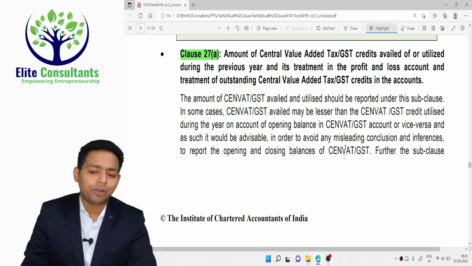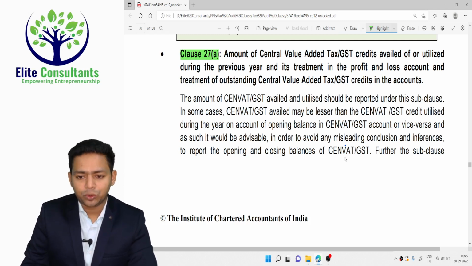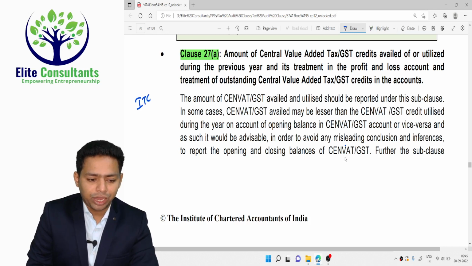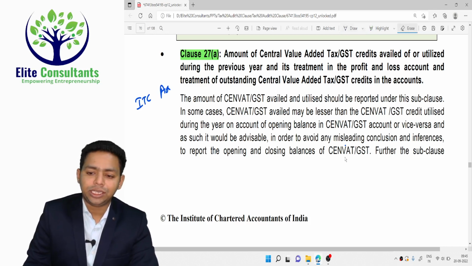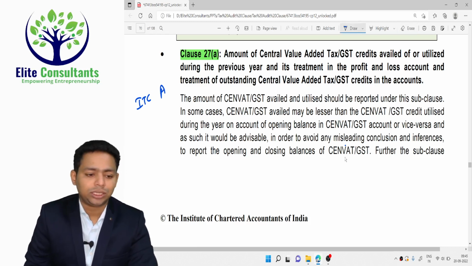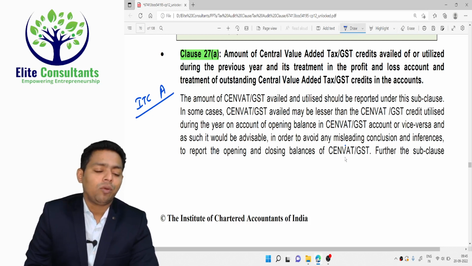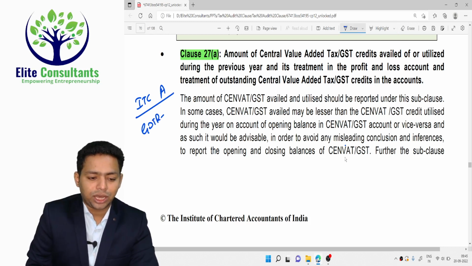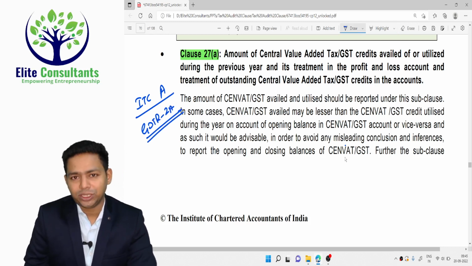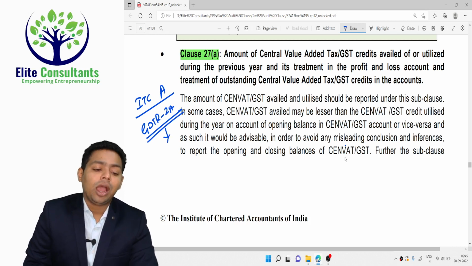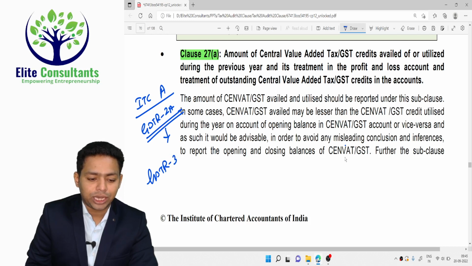So what exactly do we talk about under this particular clause? You know how much ITC is availed by the assessee. Availed means how much ITC he had taken during the previous year, how many purchases are done. In technical terms, what was the balance in GSTR 2A during the previous year. Out of 2A, how much ITC he has actually utilized while filing GSTR 3B.